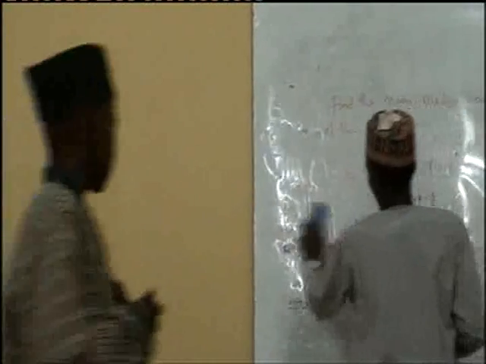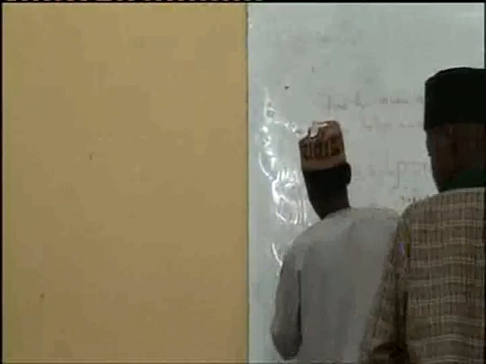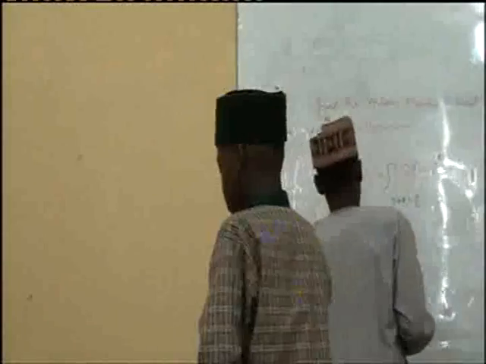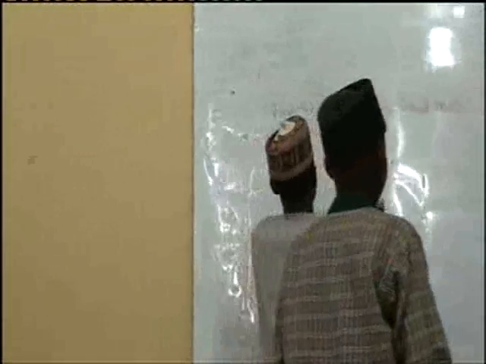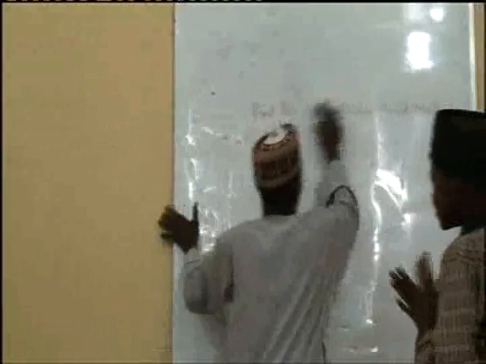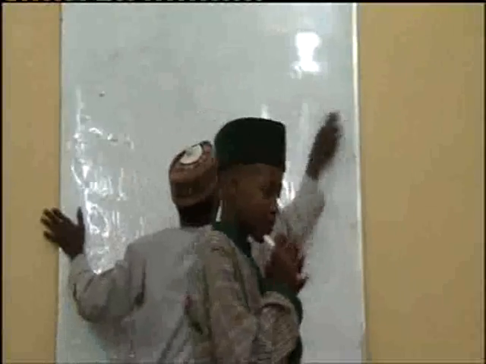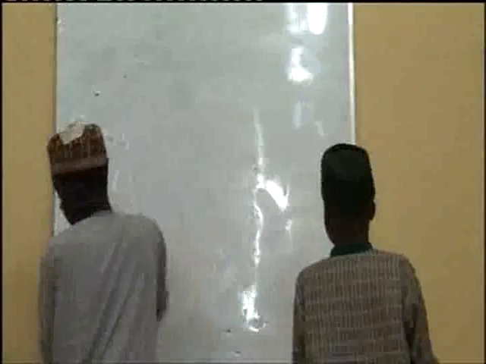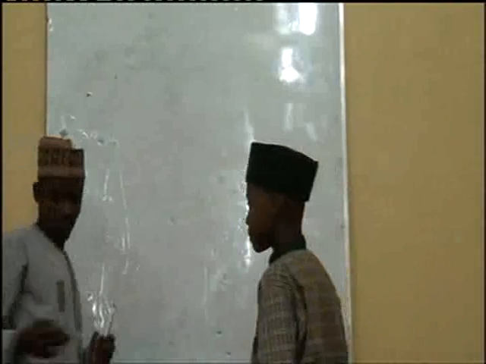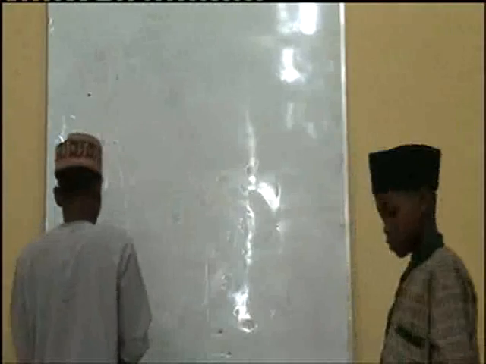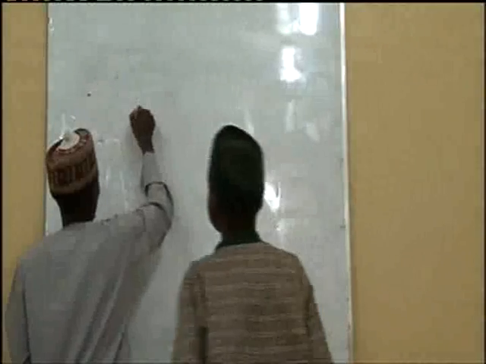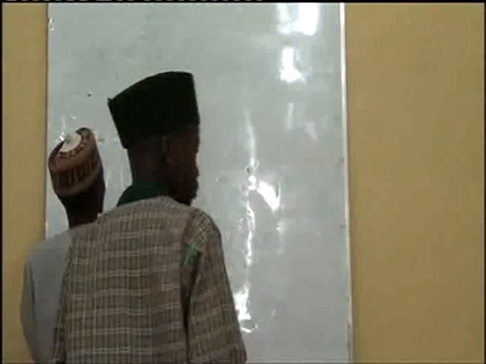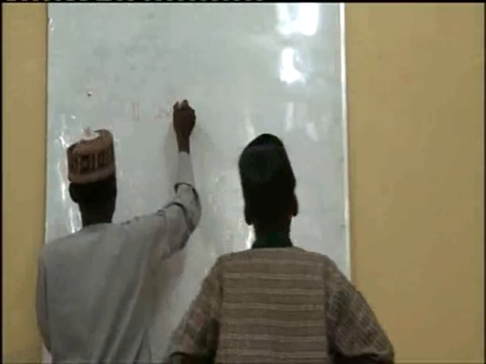Now we are moving to the last round, starting with Abubakar Mahmoud Gumi's house. They have also chosen their own question for the last round. The question is, if 2x squared minus 3y is equal to 8, find the positive value of x when y is equal to 14.